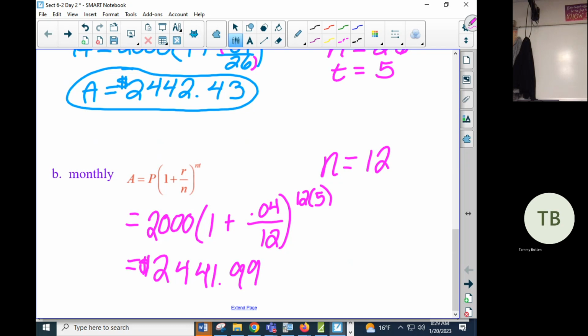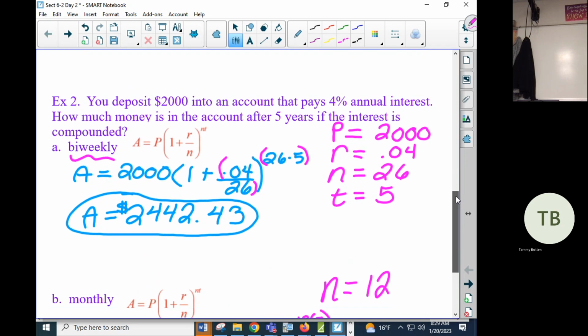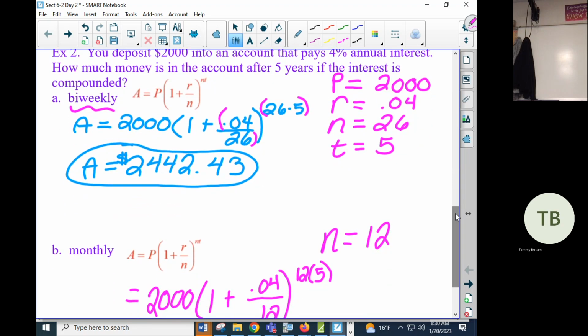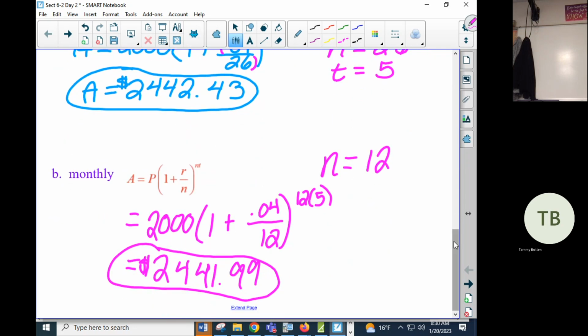$2,441.99. So you're gonna notice, if you have a small amount of money in an account, which actually for investments, $2,000 is kind of small, and at a 4% annual interest rate, notice if it's compounded 26 times versus 12 times in 5 years, it really doesn't make that much difference. But if you had 100,000 in there at 10%, then it could make a much bigger difference.